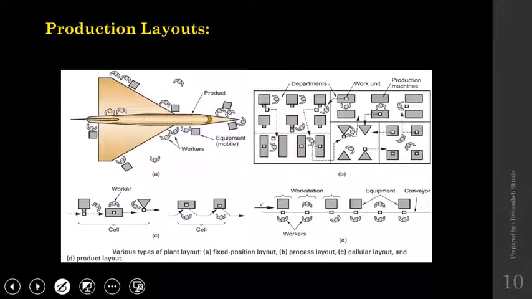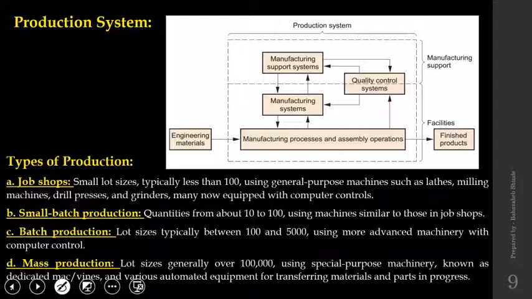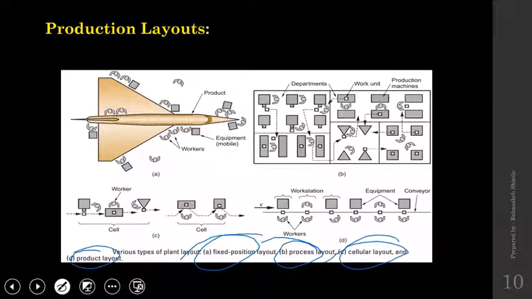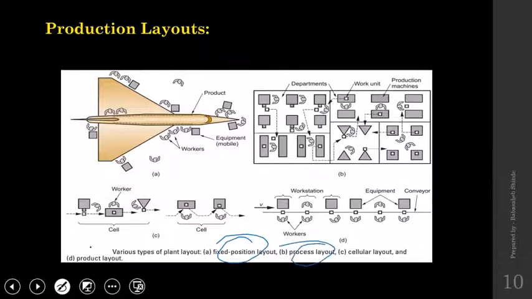Production layouts. Now we need to combine these types of production: job shop, batch production, and mass production with these layouts. There are three major layouts. The first one is fixed position, second process, and third is product layout. The cellular layout you might find in a textbook, or it might be missing from a few textbooks, because some consider that an individual layout, or simply consider it a part of product layout. So the major types are fixed position, process layout, and product layout.